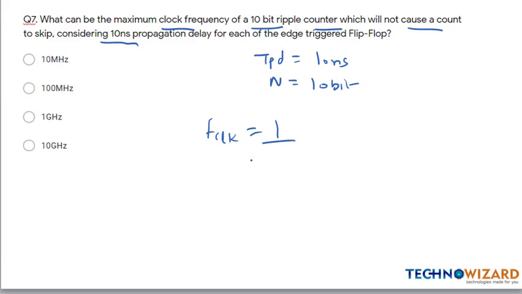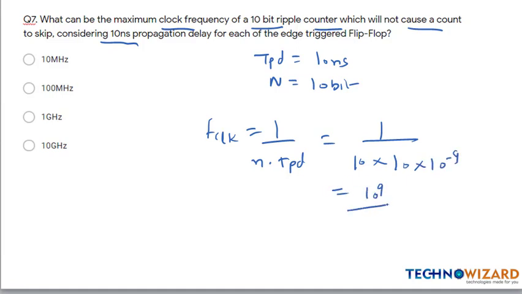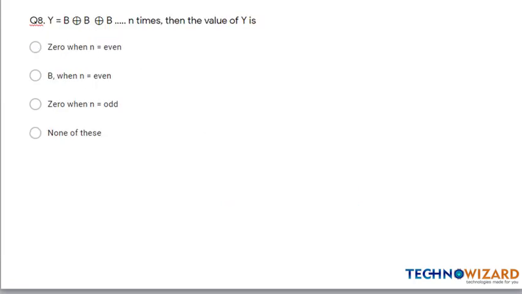Clock frequency is given by 1 upon n into TPD, that is the propagation delay. N is the number of bits. 1 upon 10 into propagation delay 10 nanosecond, that is 10 to the power minus 9. This can also be written as 10 to the power 9 upon 10 to the power 2. This is 10 to the power 7. This can also be written as 10 megahertz, that is 10 into 10 to the power 6. And option A is the correct answer. This is our ISRO previous year paper question 2020. Now next question.